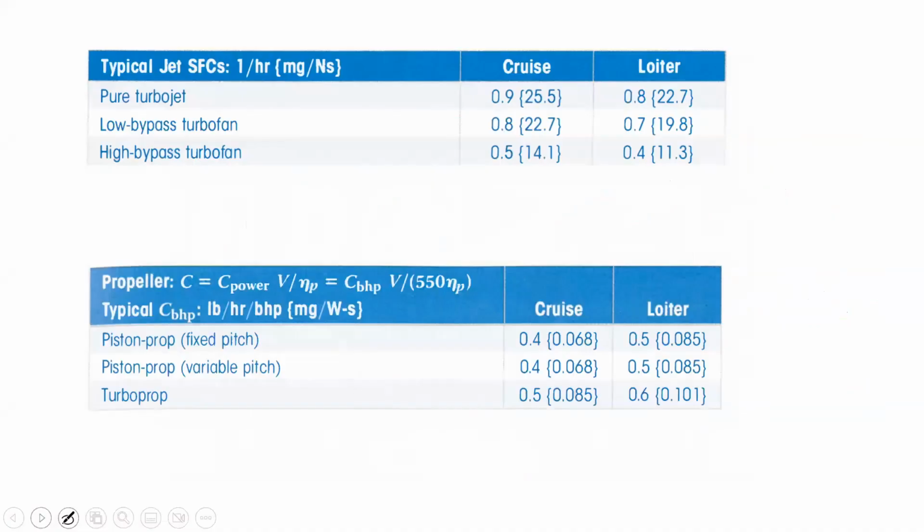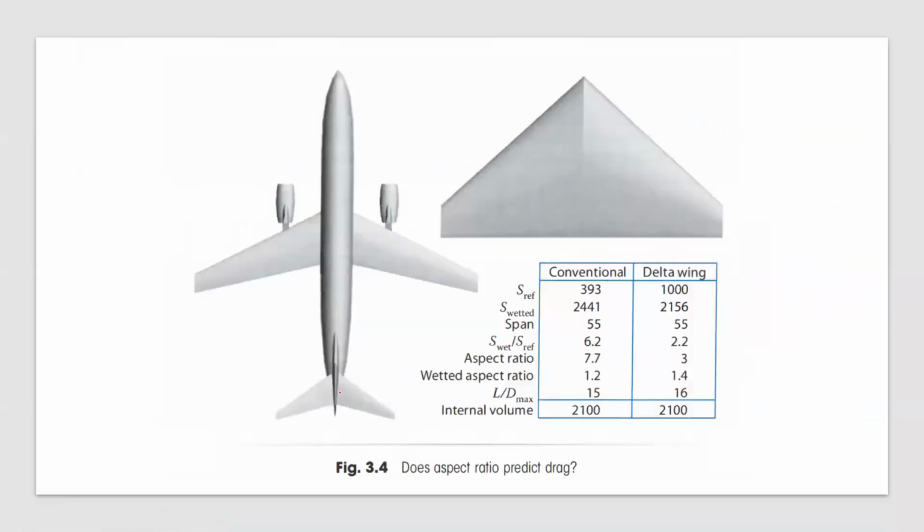These are the numbers again for the SFC that we have already seen, and also for propeller driven engines. Now we were looking for prediction of the drag, right? So it turns out that drag depends on aspect ratio, but not just the aspect ratio. It depends upon the weighted aspect ratio. A weighted aspect ratio is something different from aspect ratio, and I'll explain how.